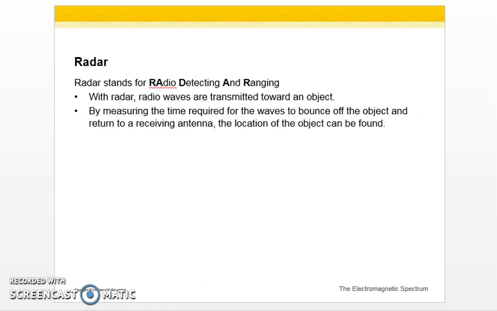Radar stands for radio detecting and ranging. With radar, radio waves are transmitted towards an object. By measuring the time required for the waves to bounce off the object and return to the receiving antenna, the location of the object can be found.